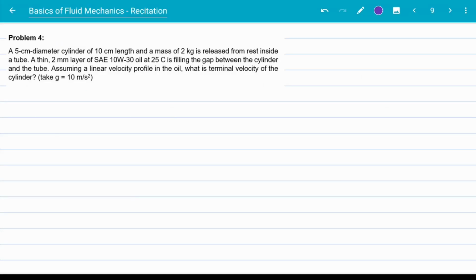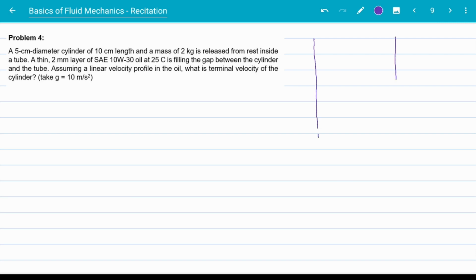Okay, problem 4. Now, in this problem, we have a cylinder. The dimensions and the mass of the cylinder are given, and we know that it's been sitting at rest inside a tube, and it has been released from rest, and it's now falling down the tube because of gravity. We are asked to find the terminal velocity here. So let me first draw a representation of the problem.